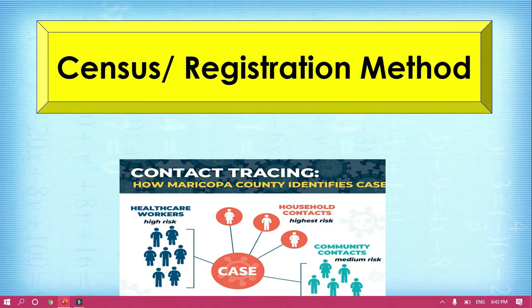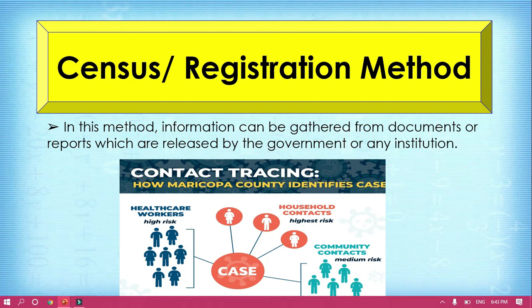And last is the census or registration method. In this method, information can be gathered from documents or reports which are released by the government or any institution. Like for example, in the picture below, we have contact tracing. A representative from the Department of Health will be able to determine the different information of a person who has or is having symptoms of COVID-19. Like for example, it's either from healthcare workers, household contacts, or community contacts.